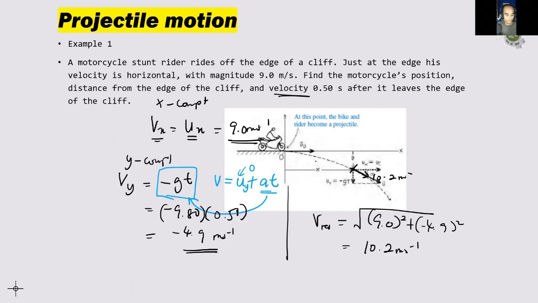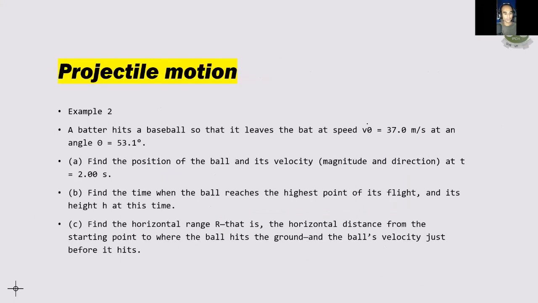Now we want to find the angle. Of course, we can find the angle because we have vx and vy. So tangent theta equals negative 4.9 divided by 9.0, so the angle will be negative 29 degrees. So over here it is 29 degrees below the horizontal. There you have it, right? Any questions, class? No. As usual, no.